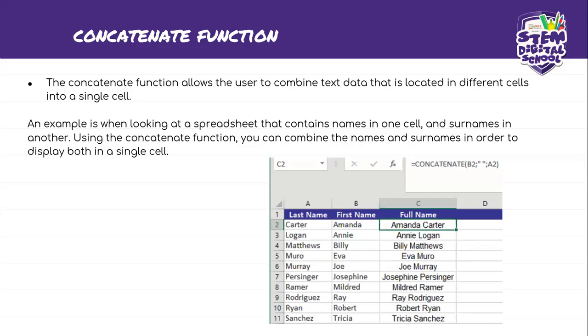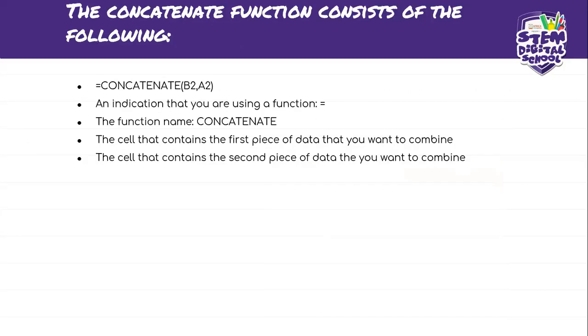Right, let's see. The function consists of the following. First, an indication that you are using a function, which is the equal sign. Then the function name, concatenate, the cell that contains the first piece of data that you want to combine, and the cell that contains the second piece of data that you want to combine.